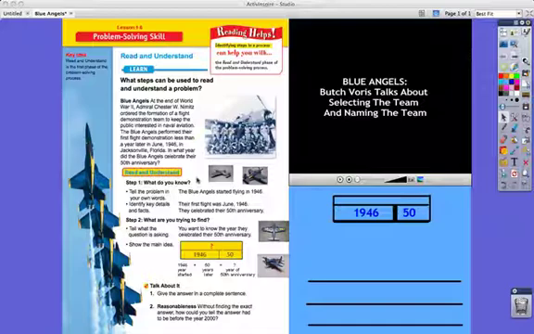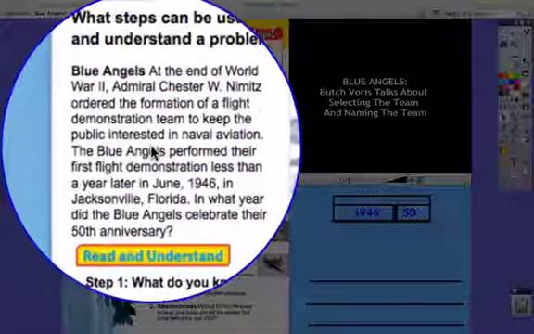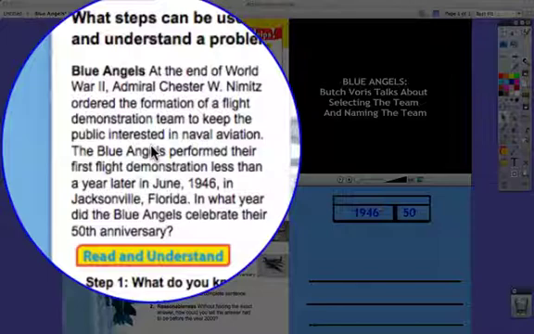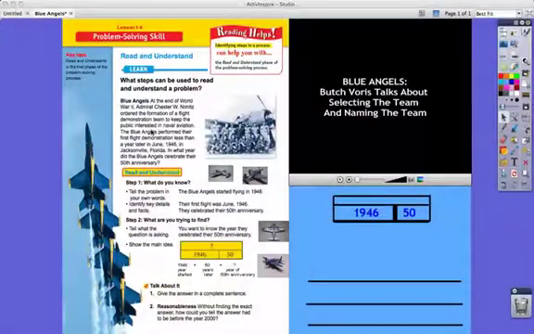All right, we have a story problem here, and it's about the Blue Angels. Let me tell you a little bit about them. At the end of World War II, Admiral Chester W. Nimitz ordered the formation of a flight demonstration team to keep the public interested in naval aviation. The Blue Angels performed their first flight demonstration less than a year later, in June 1946, in Jacksonville, Florida. The question asks: in what year did the Blue Angels celebrate their 50th anniversary?